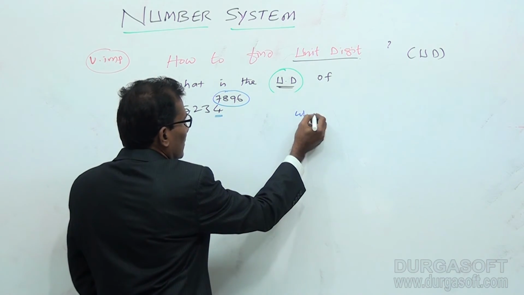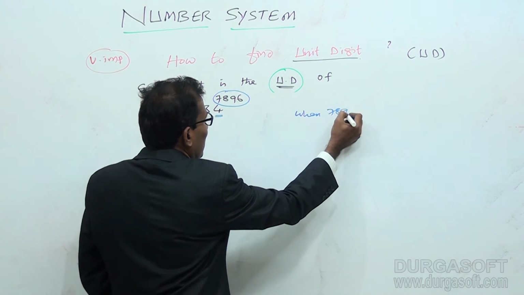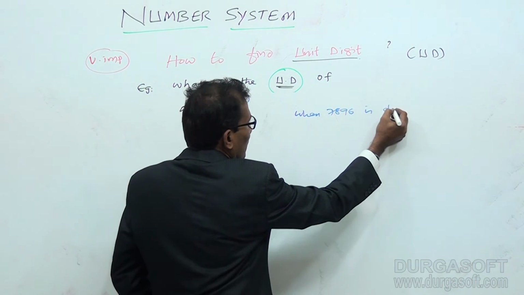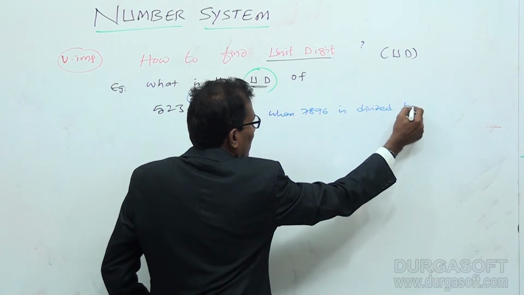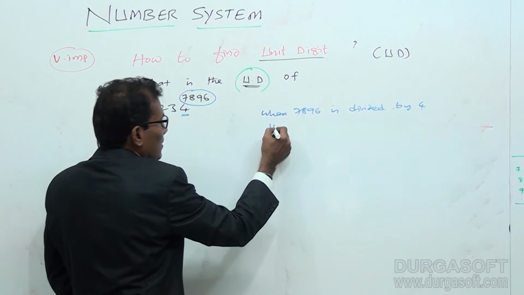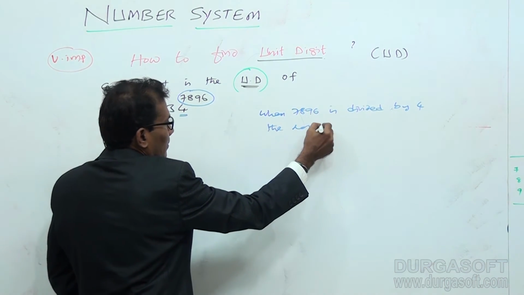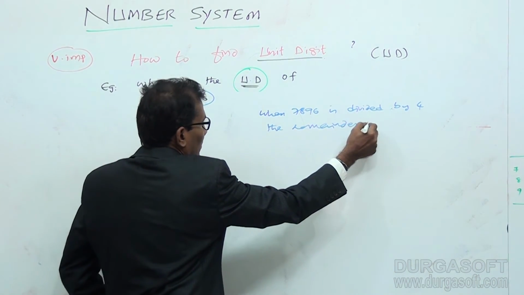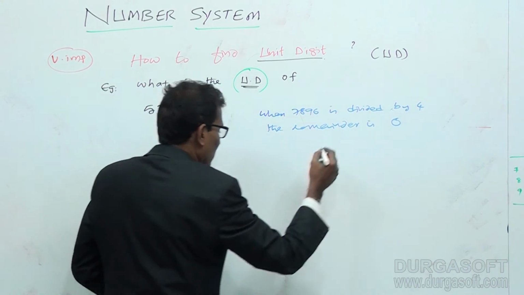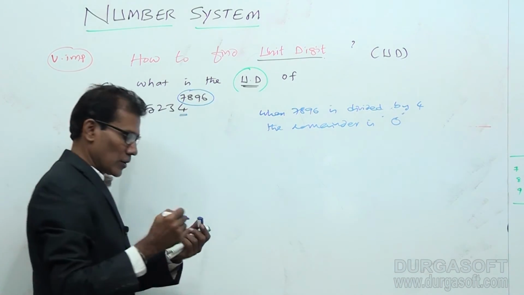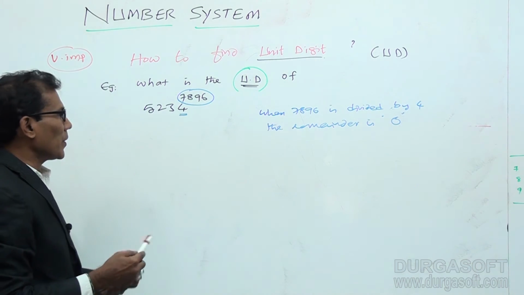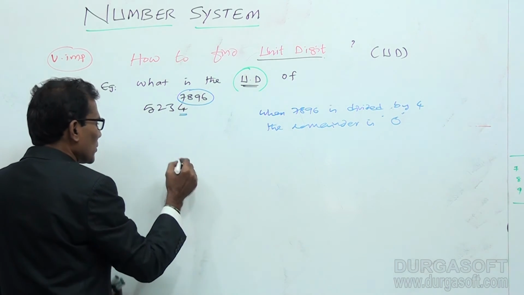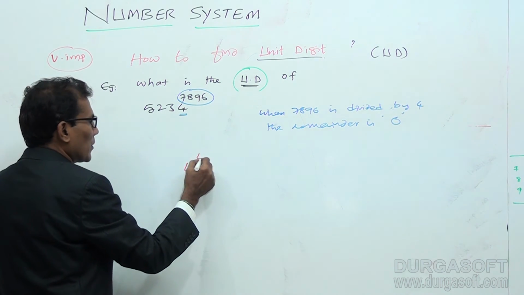So when 7896 is divided by 4, the remainder is 0. Then what is the rule we have when the remainder is 0? Take the unit digit of the base and write down the power as 4. So I am taking the unit digit of the base and writing the power 4.